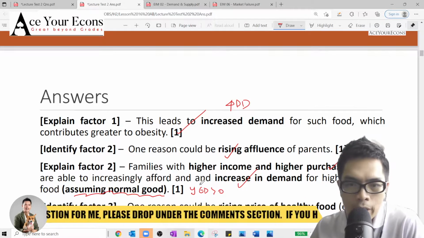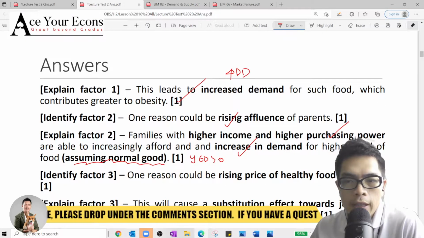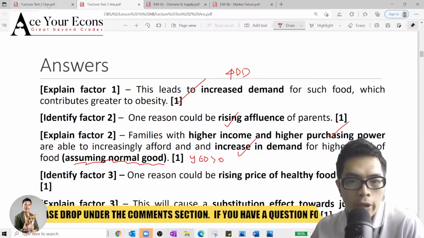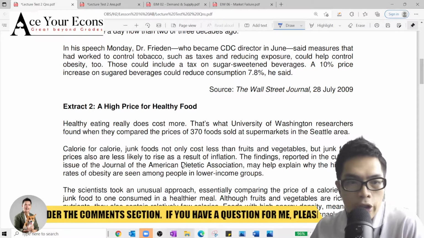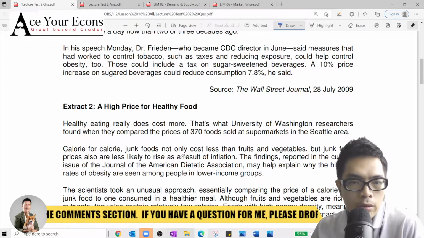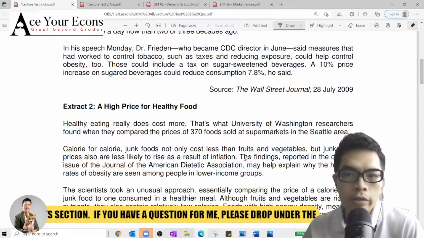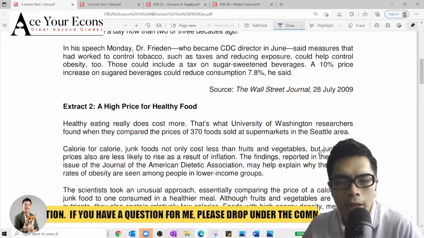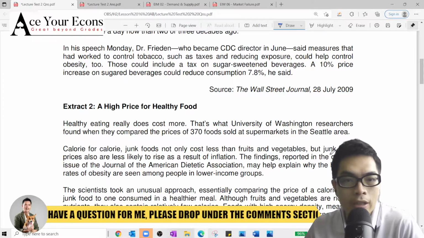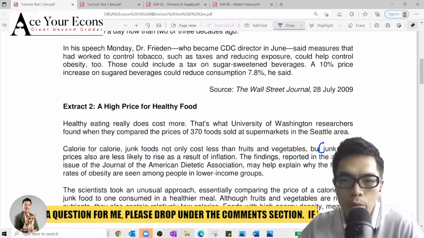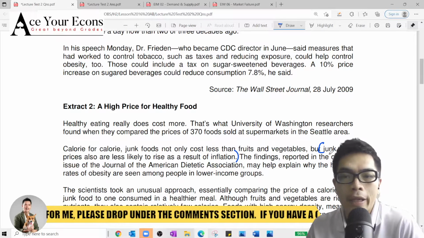A lot of students actually brought up factor 3, but they brought it up in the wrong way. So you can see extract 2. Let's look at extract 2. This is the key phrase that is brought up: junk food is less susceptible to inflation. Several students did not have a good understanding of this term. So how do we want to play around this and convert this to a demand factor?